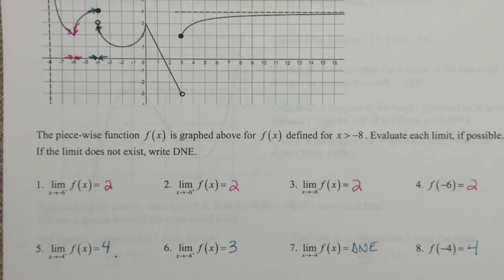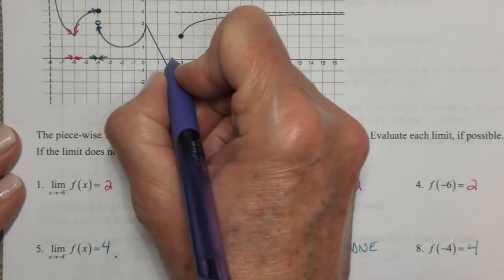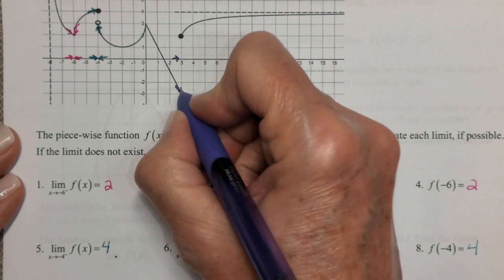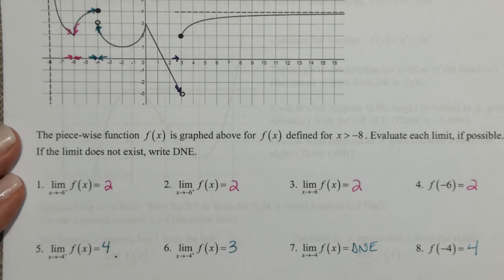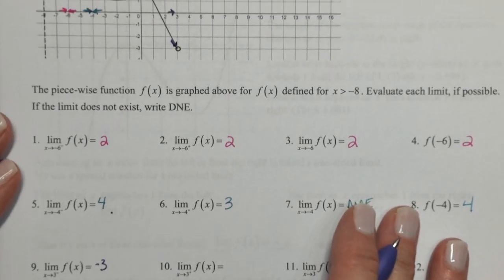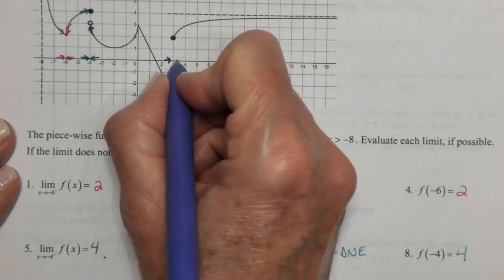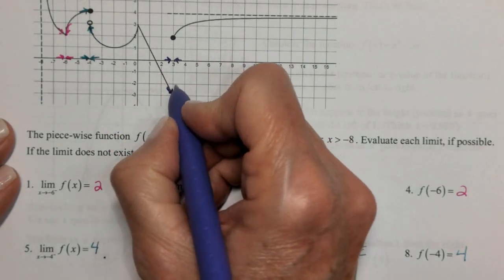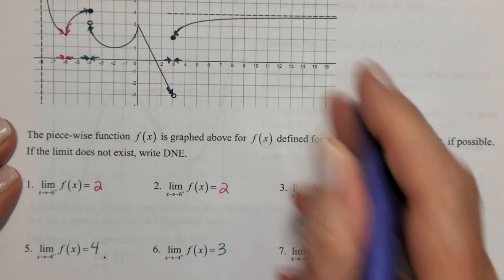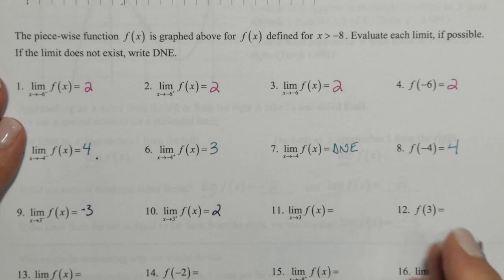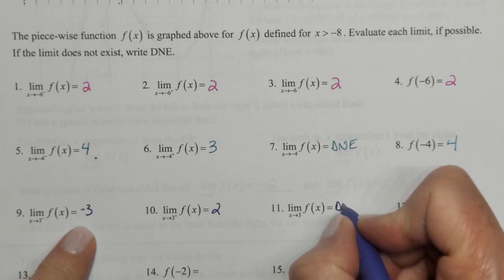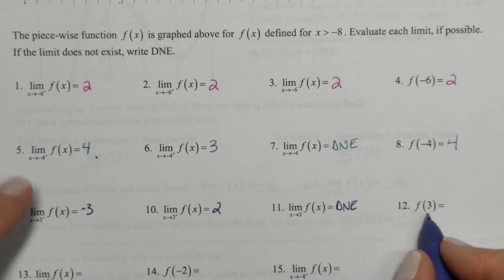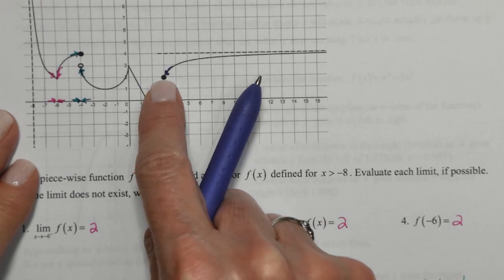Okay, let's approach 3 from the left. Positive 3 from the left. We're going to be down here, and the function is approaching -3. So that limit is -3. From the right, the function value is approaching 2. So that limit will be 2. Since those are not the same, this limit does not exist. The actual function value, f of 3, is 2.